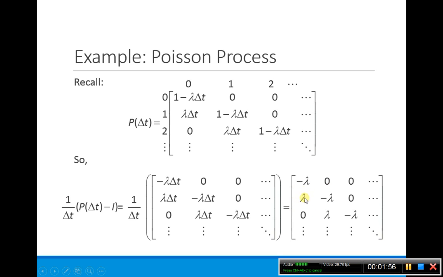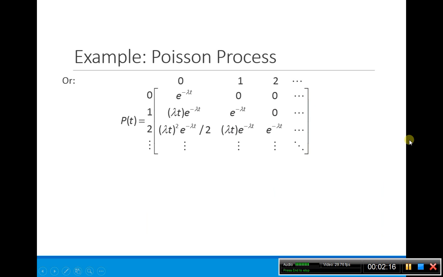Remember, you transition from state 0 to state 1 at a rate lambda. So here are our transition rates, and our diagonal elements are just the negative of that. And also remember that you can only go from state 0 to state 1, from state 1 to state 2, or you can stay at state 1.